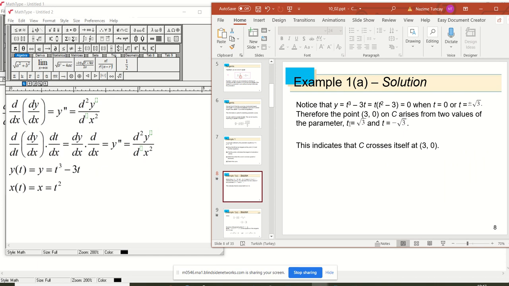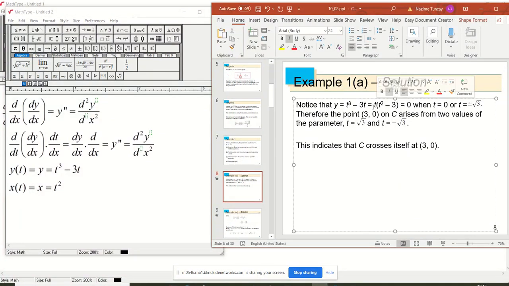Here it's t to the power 3 minus 3t. And here you can take it to the common brackets. You can write t here, and it's t square minus 3 equals to 0. So this is just having common brackets. Okay, so we are going to find the roots of it.